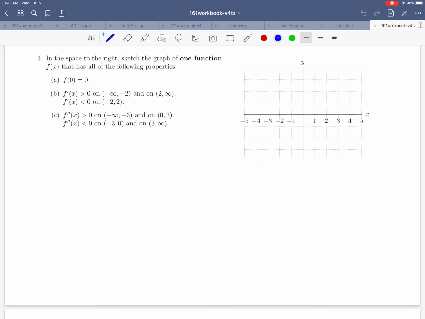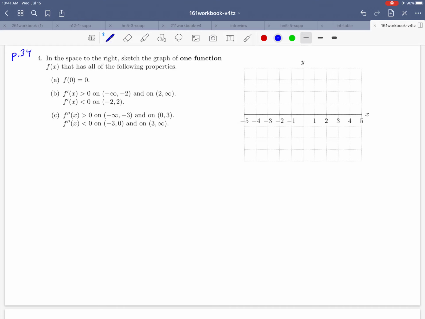Hello everybody and welcome to exercise 4 on page 34 here. This is a nice type of exercise to really see if you see the connection between the function and its various derivatives, what kind of information the derivatives give you about the shape of a curve. So let's read this question together.